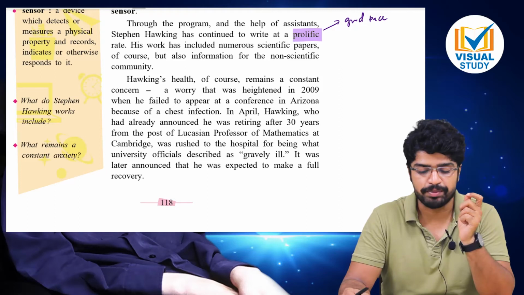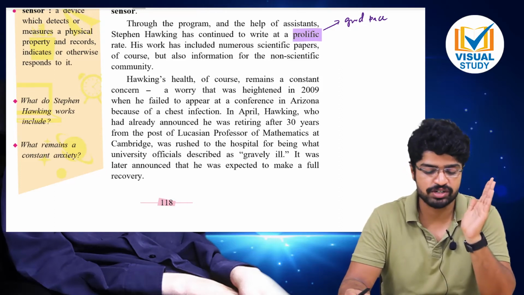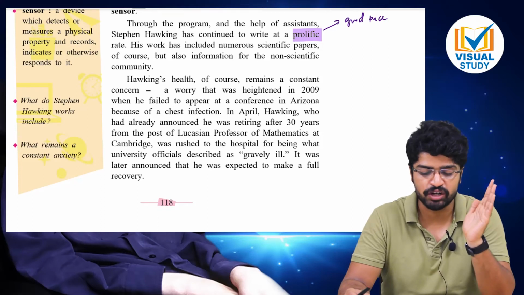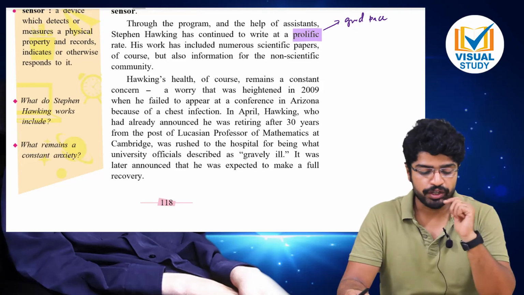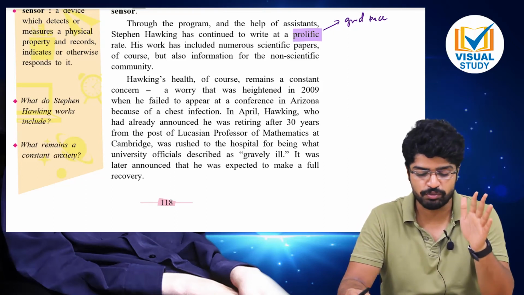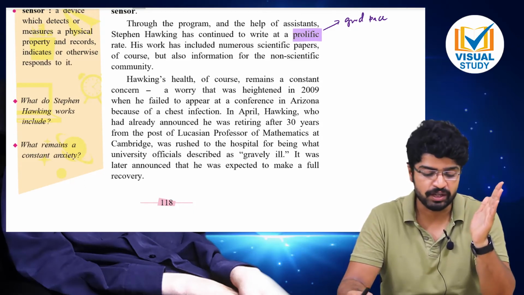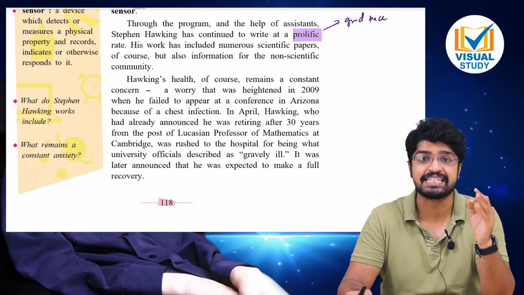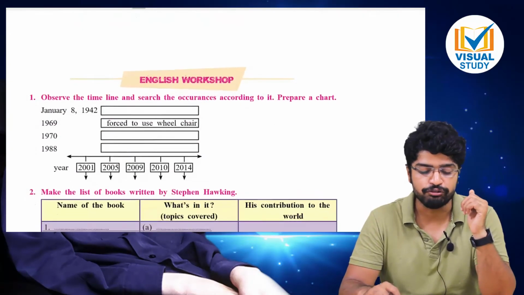Hawking's health, of course, remains a constant concern. A worry that was heightened in 2009 when he failed to appear at a conference in Arizona because of a chest infection. In April, Hawking, who had already announced he was retiring after 30 years from the post of Lucasian Professor of Mathematics at Cambridge, was rushed to the hospital for being what university officials described as gravely ill. It was later known that he was expected to make a full recovery.